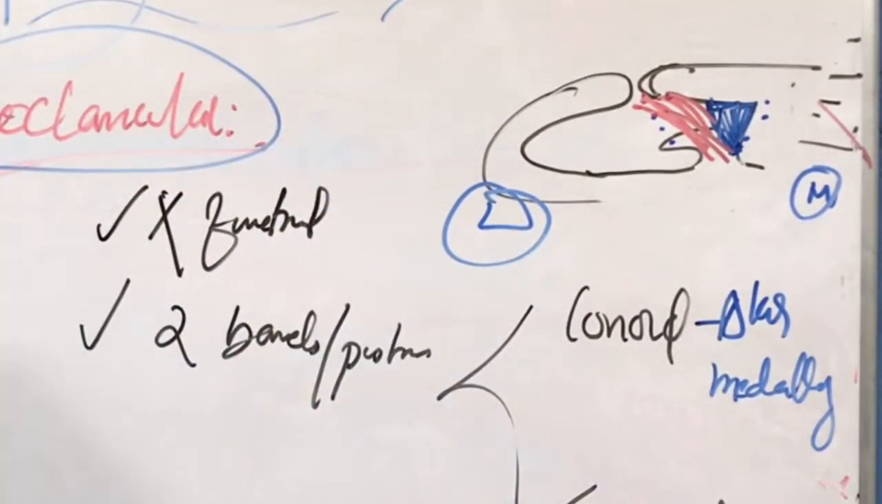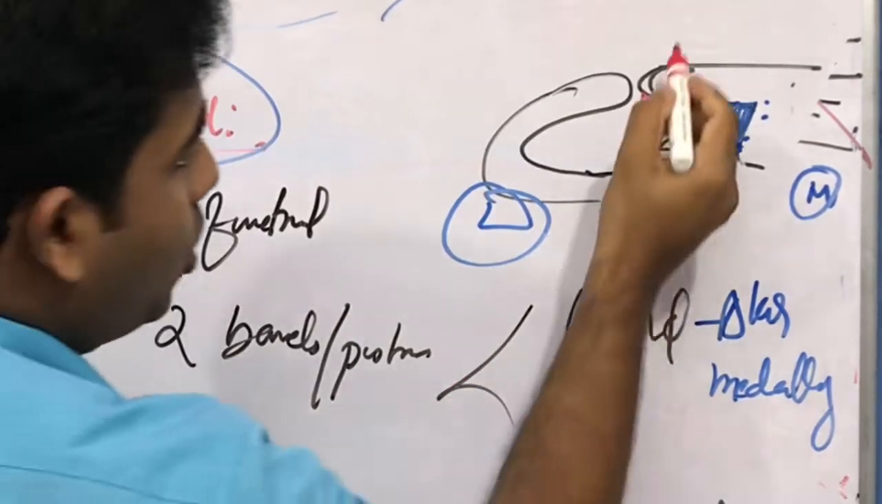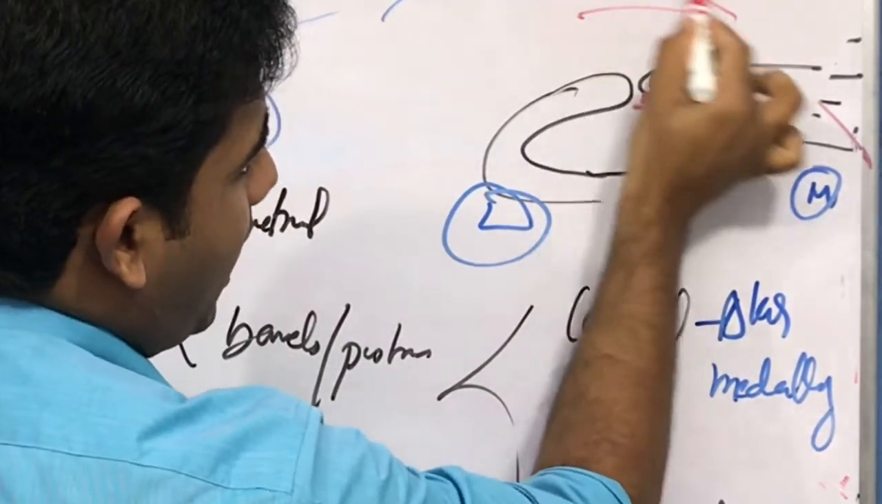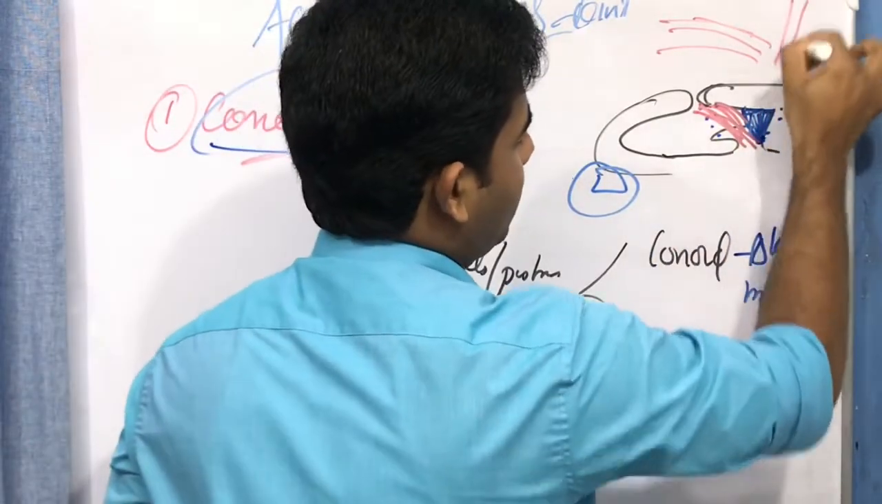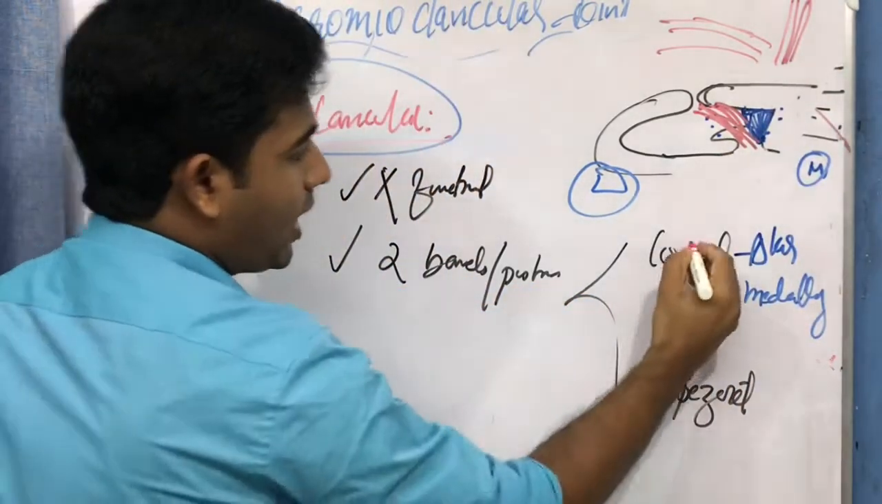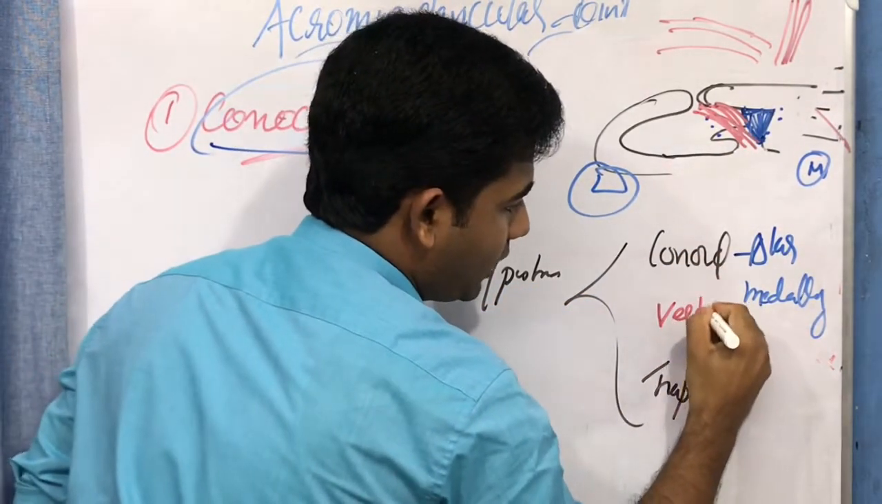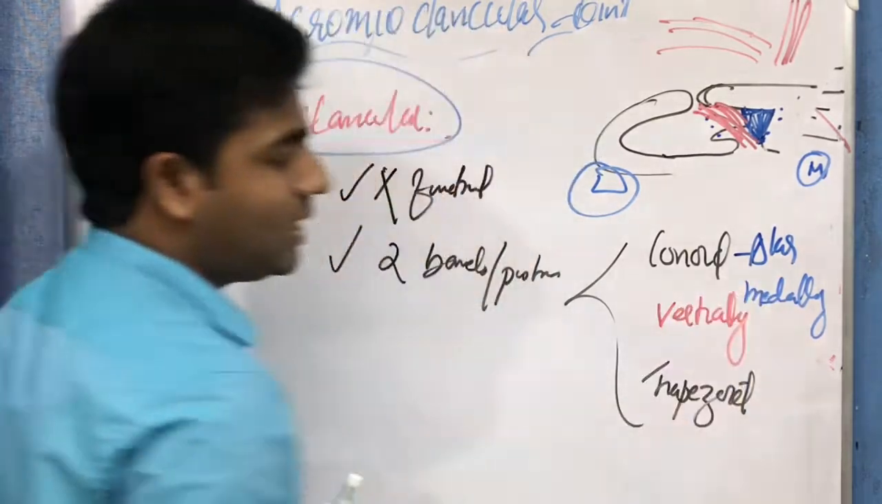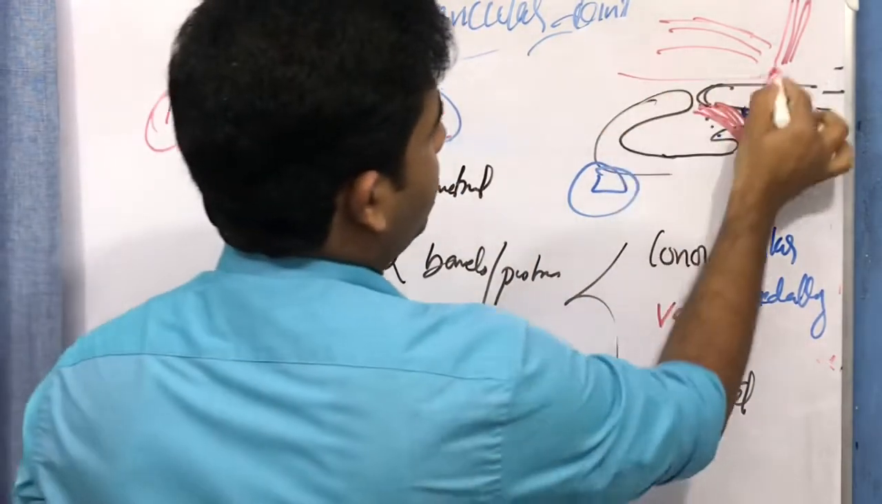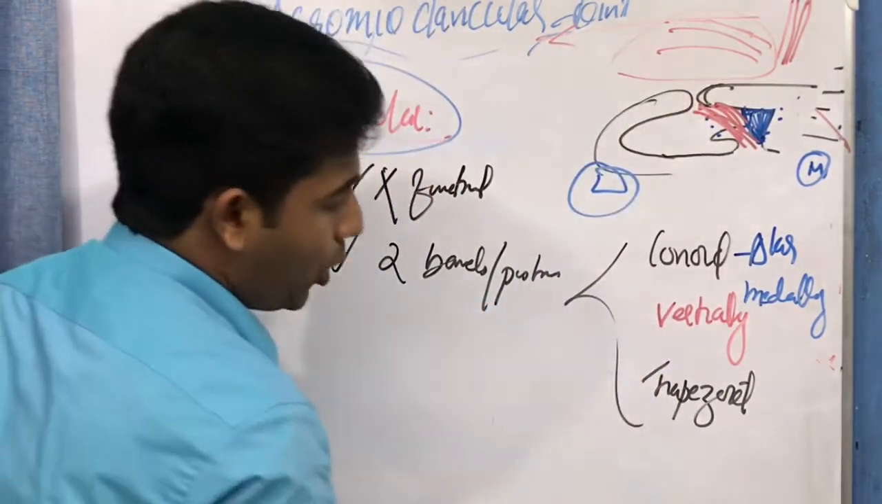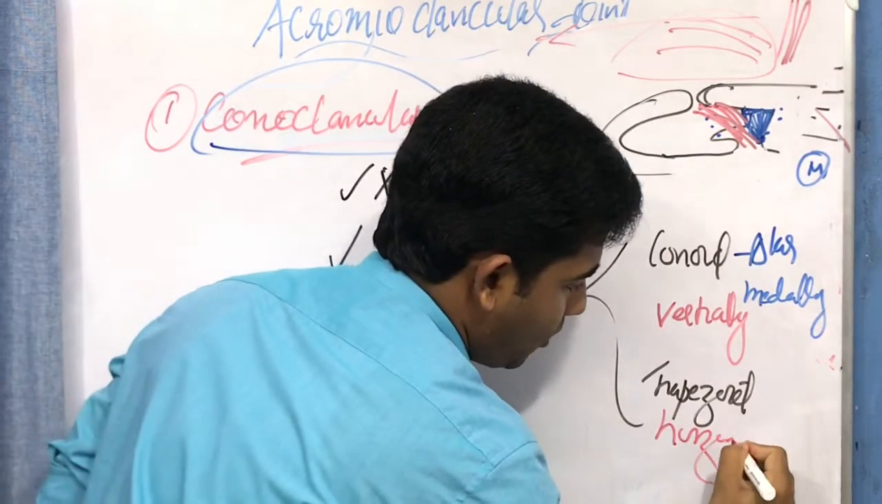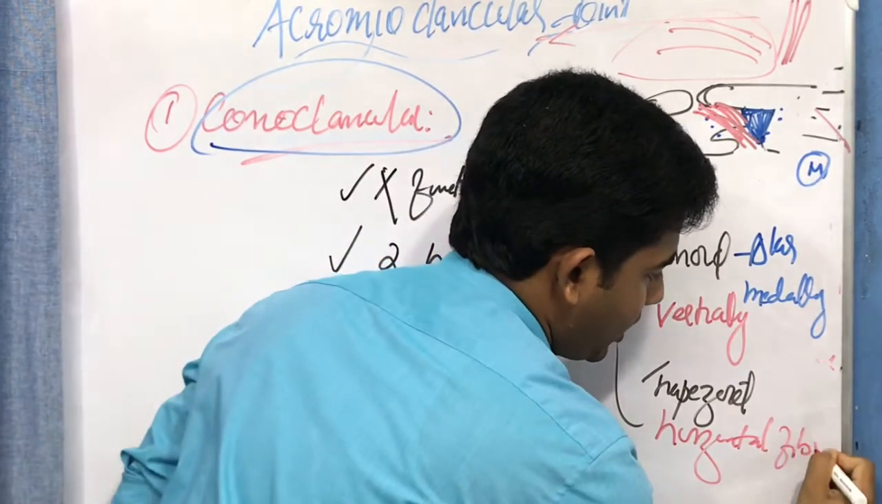When I draw the fibers, you can see that I have drawn one like this, and another one I draw like this. That means the conoid fibers are vertically oriented. Whereas the trapezoid, what is this direction? This is the horizontal direction. The horizontally oriented fibers are seen in the trapezoid ligament.